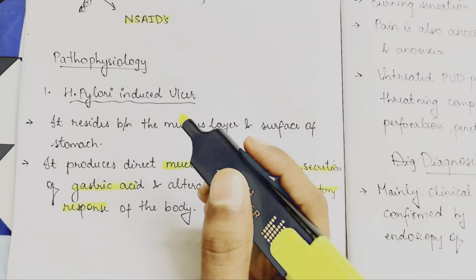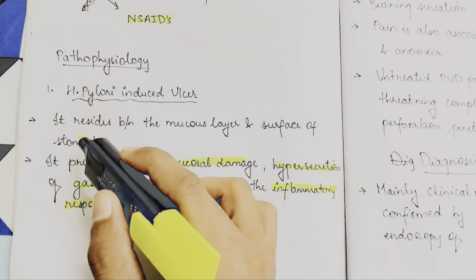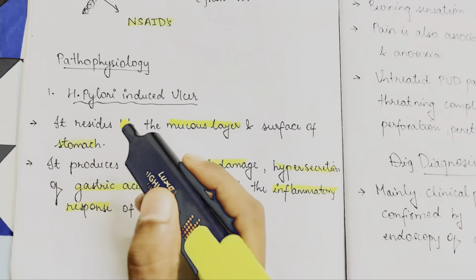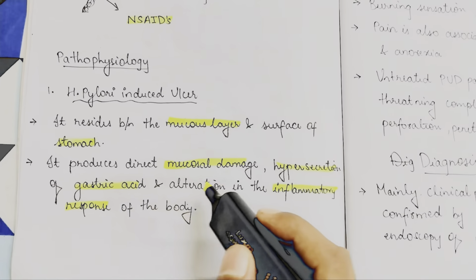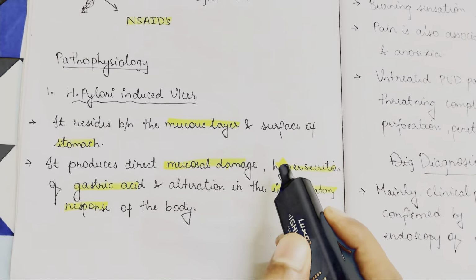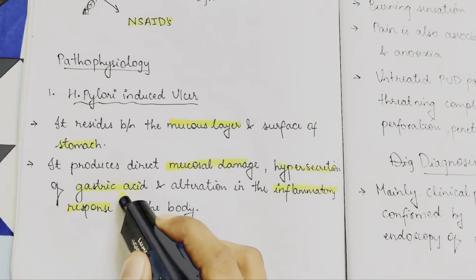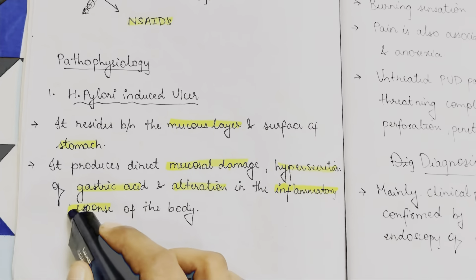Now we will discuss the pathophysiology of H. pylori induced ulcer. The H. pylori bacteria resides between the mucous layer and surface of the stomach after it goes into the body. Then it produces direct mucosal damage by hypersecretion of gastrin, which leads to hypersecretion of gastric acid and also alterations in the inflammatory response of the body.